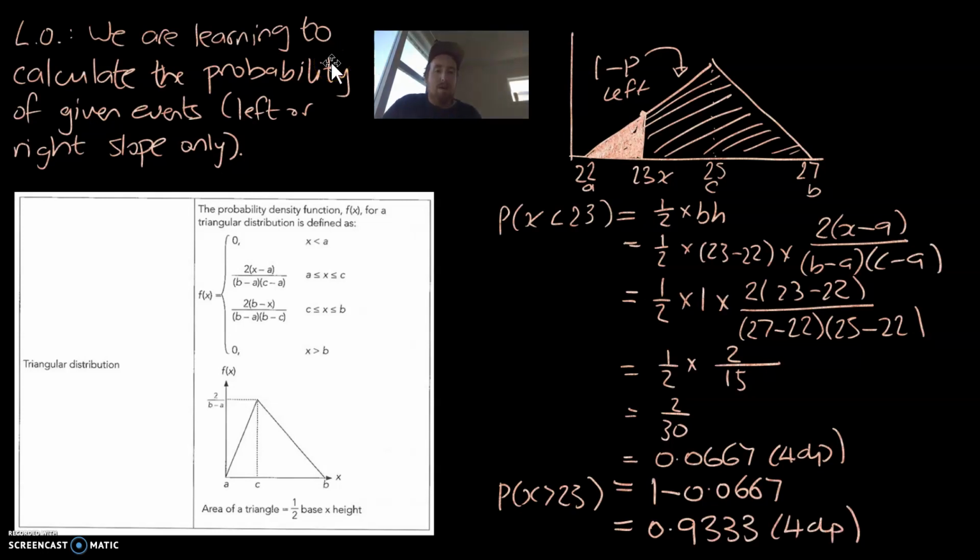Hopefully you found this video useful on left and right slope calculations. Hopefully you also learned a bit of a trick about how to calculate smaller portions of the triangle to then do the 1 minus p trick to calculate the portion of other bits of the triangle. All right, now let's get into some questions.